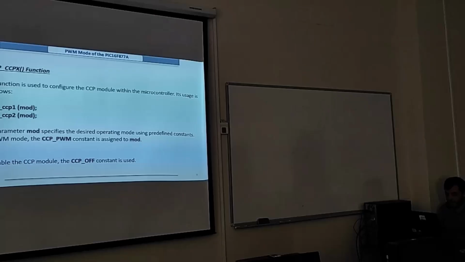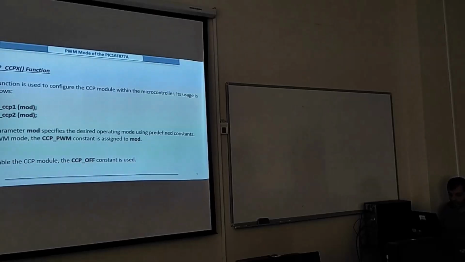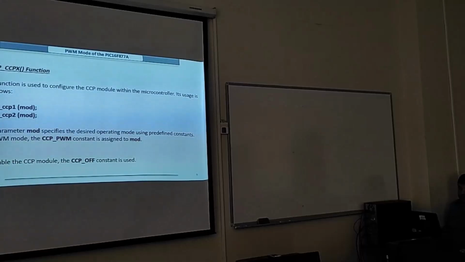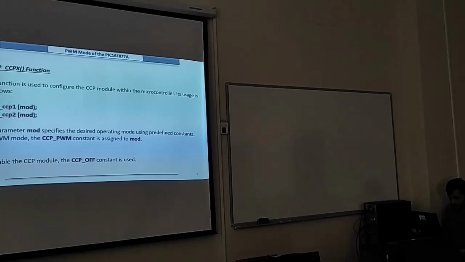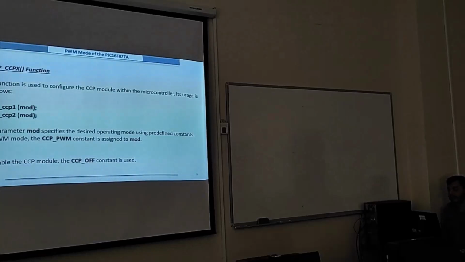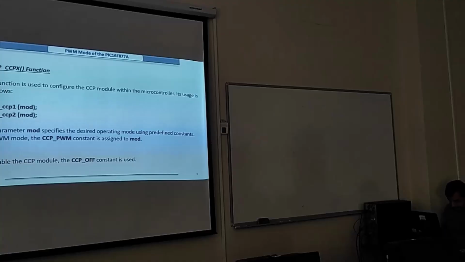In this slide, you can see that when programming the CCP module, we use the function setup CCP1 or setup CCP2. If the CCP PWM parameter is given, the module operates in PWM mode. If CCP off is given, the module is disabled.